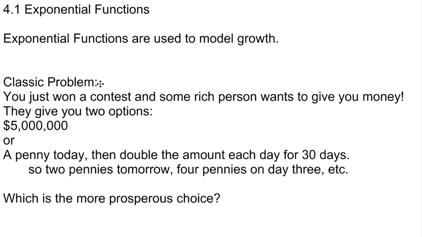You just won a contest and some rich person wants to give you money. They give you two options. You can either take $5 million or you can take a penny today and double the amount each day for 30 days. So that would be 2 pennies tomorrow, and then 4 pennies, 8 pennies, 16 pennies, and so on. So which is the more prosperous choice? Which way would make more money?